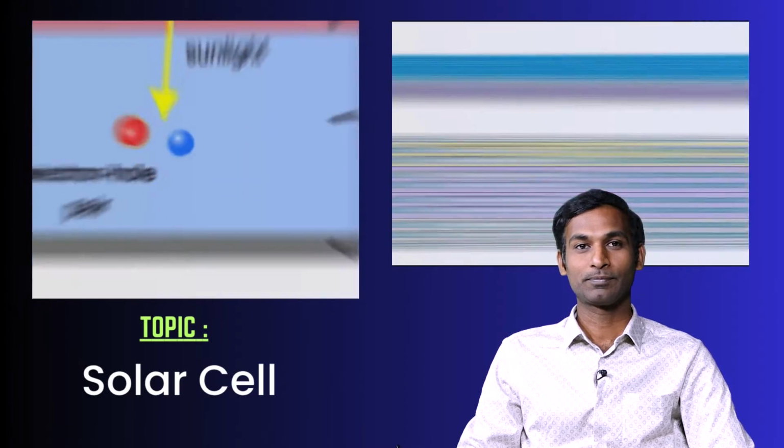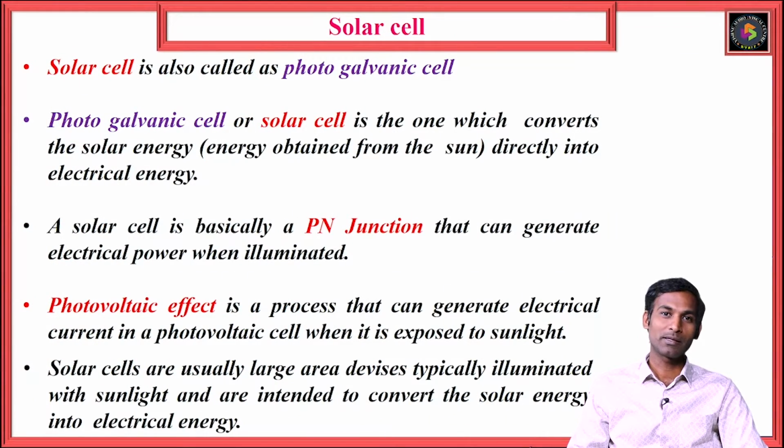In this solar cell topic, first, what is the importance of the solar cell and what are its applications? What is the principle behind the solar cell? What is the difference between the photodiode and solar cell? How is the solar cell constructed from the theory point of view? What is the working principle of the solar cell? We also have to cross check the experimental diagram for the solar cell, its applications and disadvantages. We will discuss one by one.